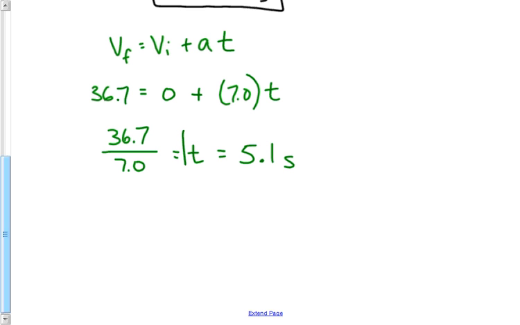Once again, you could get the units from the math, but you know that time is going to be in seconds because, after all, this is physics class. We'll do more examples like this in class, but that's a good start.